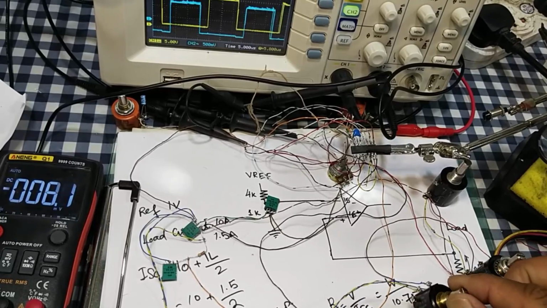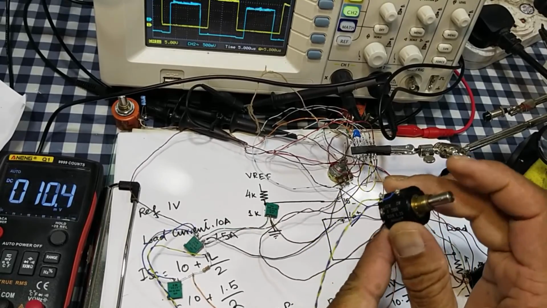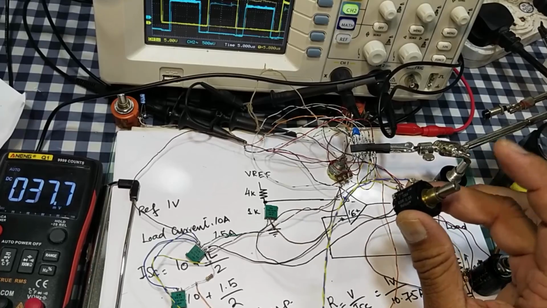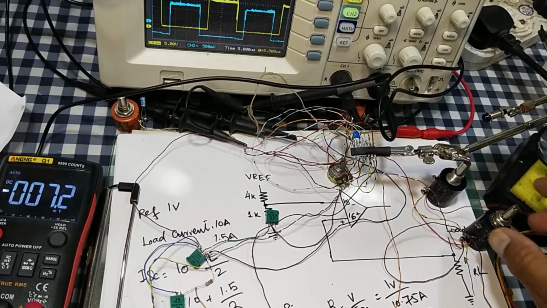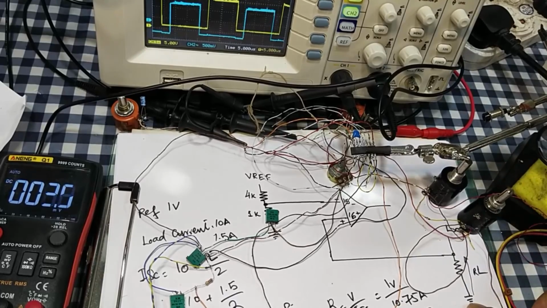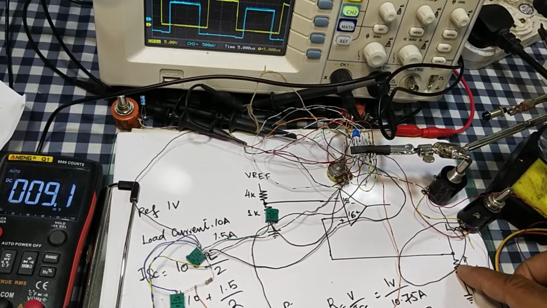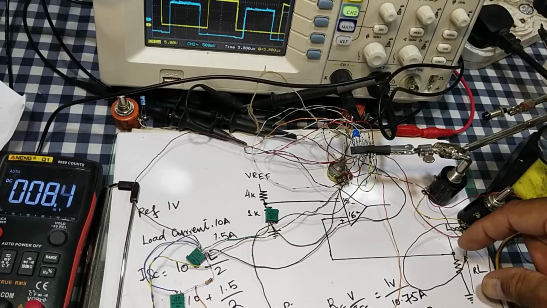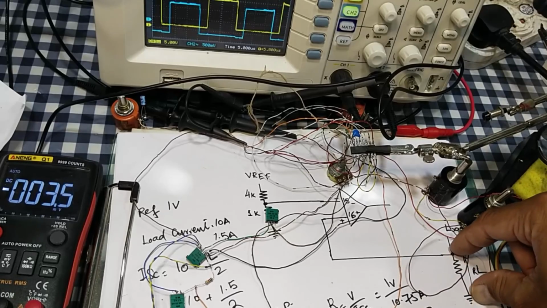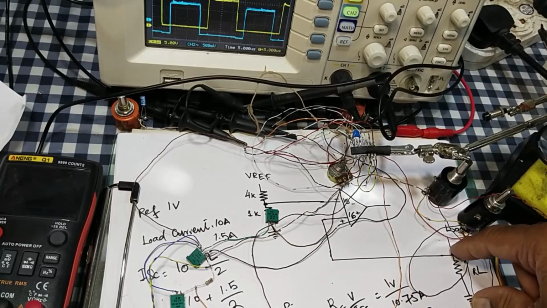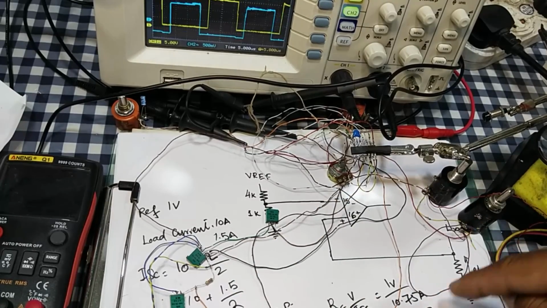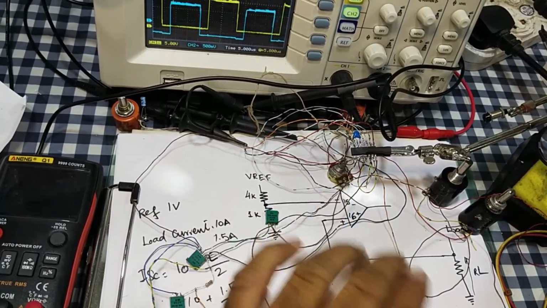To protect from overcurrent, this time I am using a potentiometer. Actually we have to use a shunt resistance to detect the output current, and when the current flows through this resistor, it will provide 1 volt at full current, which we calculated. So this circuit will work like this.